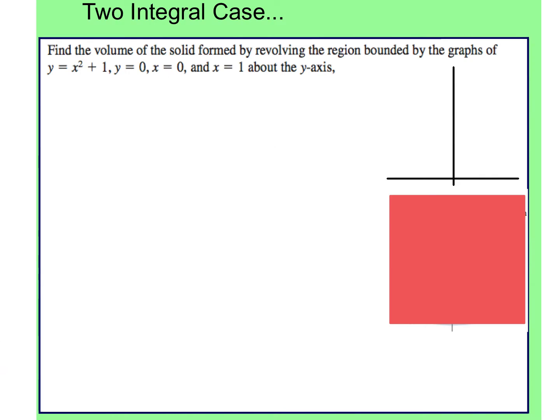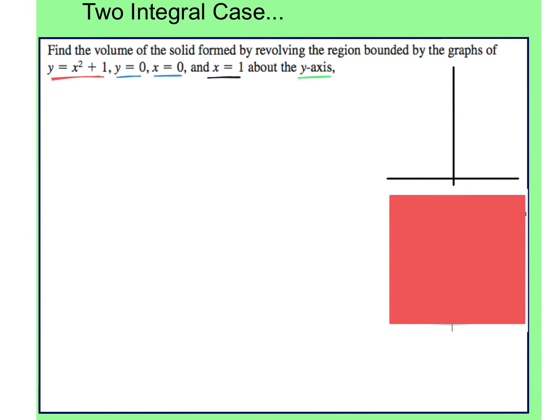Evan, pick somebody. TJ, read. Find the volume of the solid formed by revolving the region bounded by the graphs of y equals x squared plus 1, y equals 0, x equals 0, and x equals 1 about the y-axis. All right, so we're going to revolve it around the y-axis again. All right, let's draw our picture.